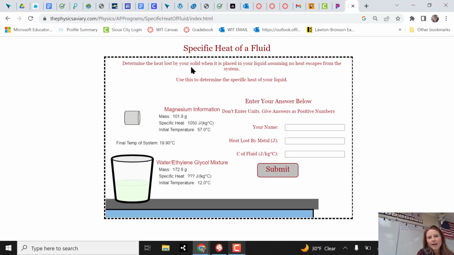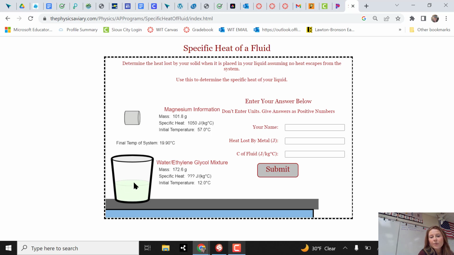So it says determine the heat lost by your solid when it is placed in your liquid, assuming no heat escapes from the system. What that means is when we put this solid, which has a higher temperature than the initial temperature of the liquid, it is going to lose some thermal energy into the liquid until they reach an equilibrium temperature, which is going to be this 19.9 degrees Celsius. So we know that the solid is going to cool. In this case, it's magnesium. It won't always be magnesium. The solid's going to lose thermal energy, going from 57 degrees to 19.9 degrees Celsius.